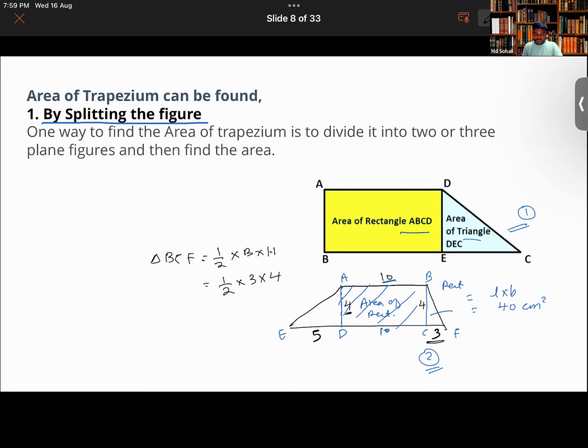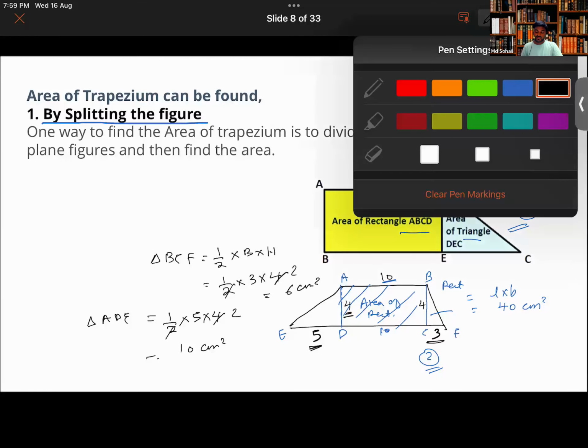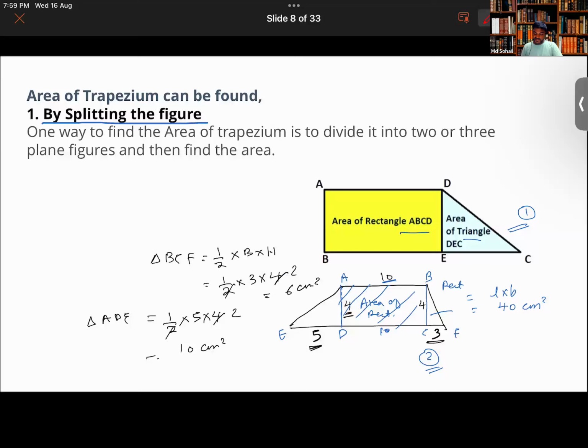Now talking about another triangle, triangle ADE. This one also has base given and height given. Half into 5 into 4. So it's 10 square centimeter here, then it's 6 square centimeter over here. That is 16 centimeter square, the area of the two triangles.